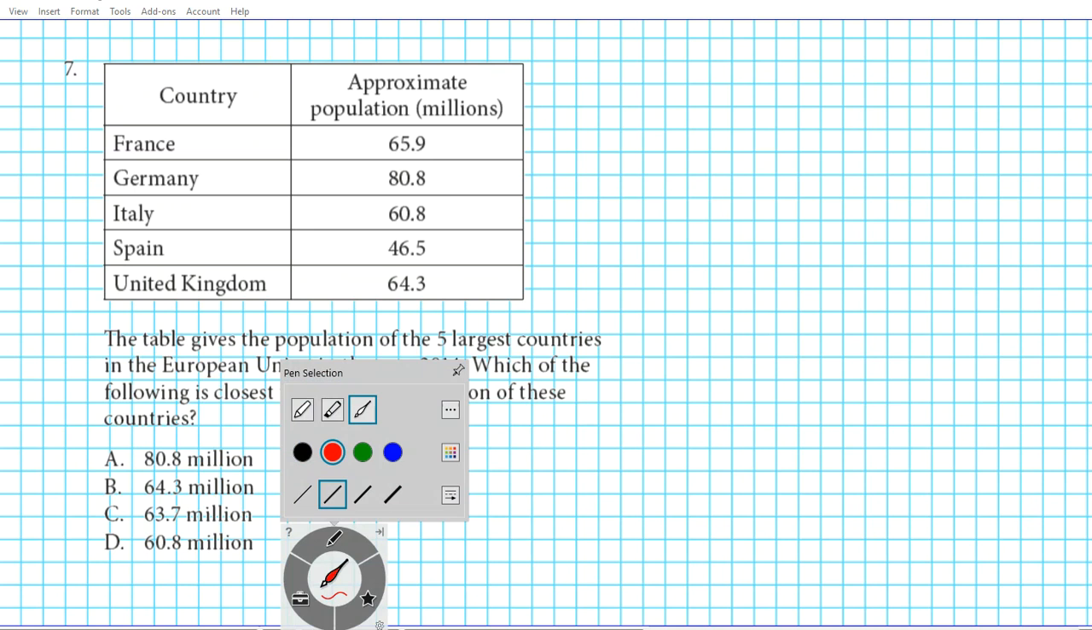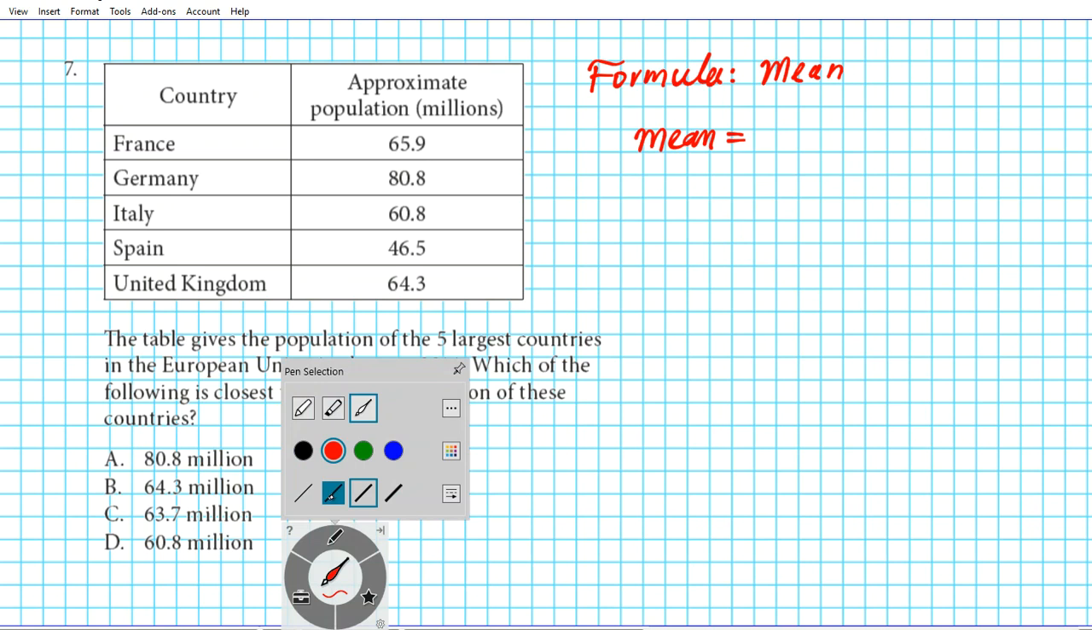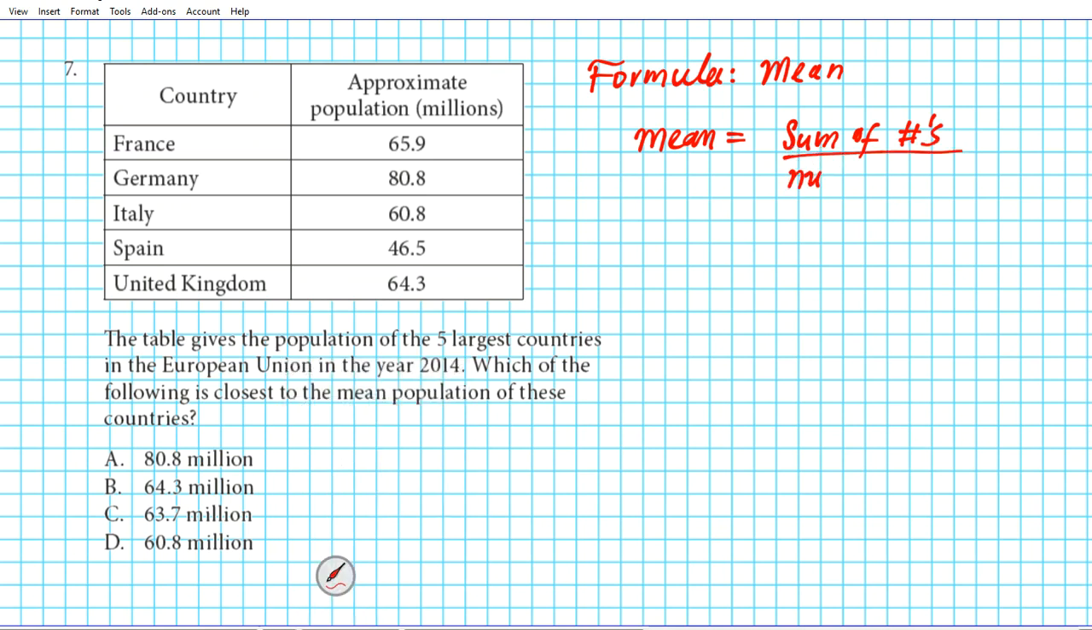Alright, so let's get started by writing down the formula that will guide our problem solving process. Okay? So the formula is that of the mean. We're looking for the mean of a list of numbers. So the mean can be given by the following formula, which is the sum of numbers divided by the number of numbers that you have. In this case, we're looking at the population count for different European countries in millions.